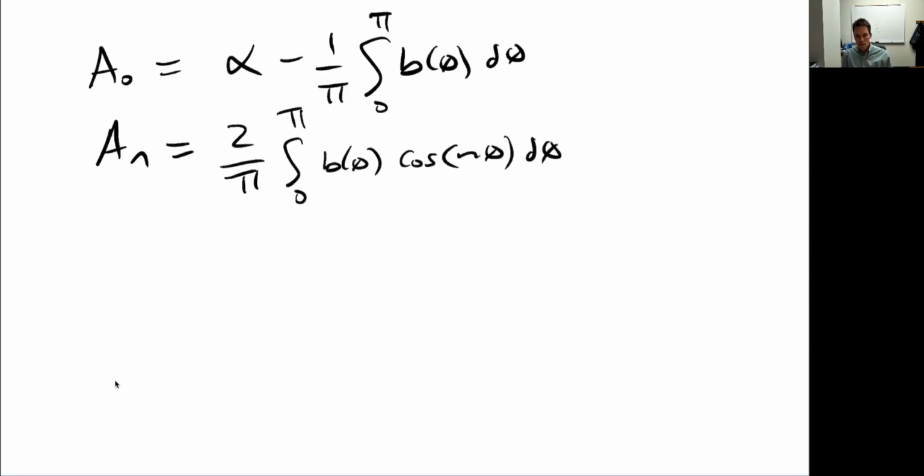Okay, so the process is as follows. You give the camber line shape, right? You have to define that. That's y bar. We take the derivative to get dy bar dx. We do a variable substitution. So now we have b, and then we just evaluate these integrals.